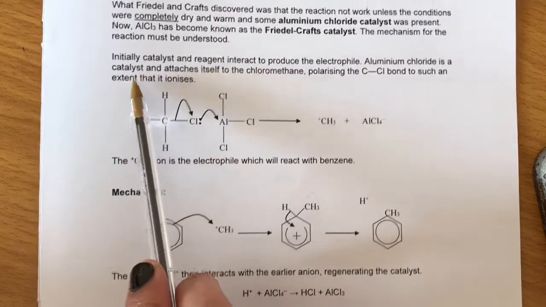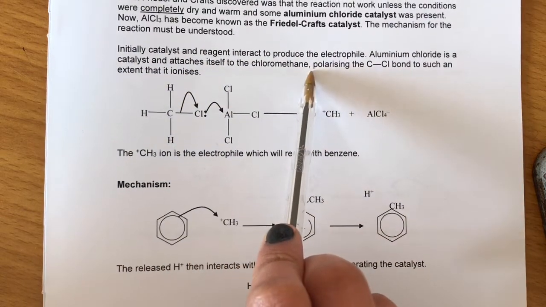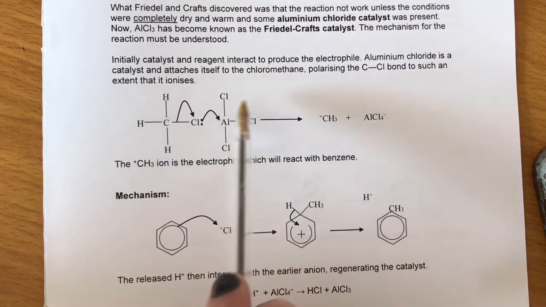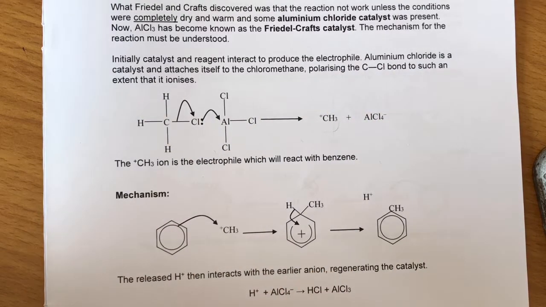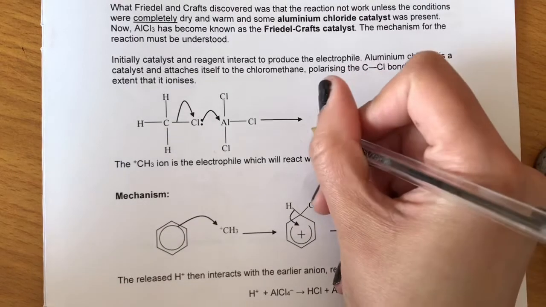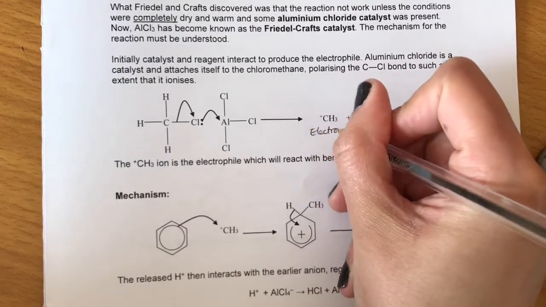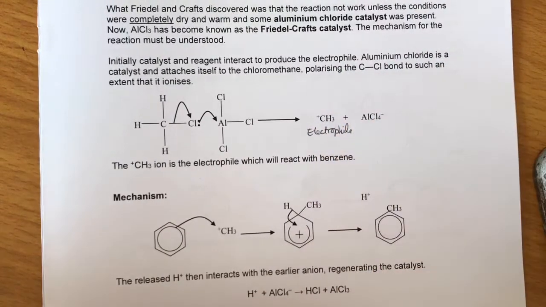Aluminium chloride is the catalyst and attaches itself to chloromethane, polarizing the C-Cl bond to the extent that it forms a CH3+ ion and an AlCl4- ion. So here this is the electrophile. The positively charged species is the electrophile.